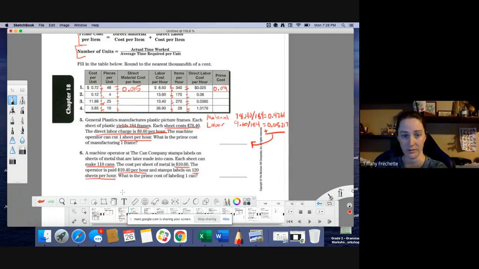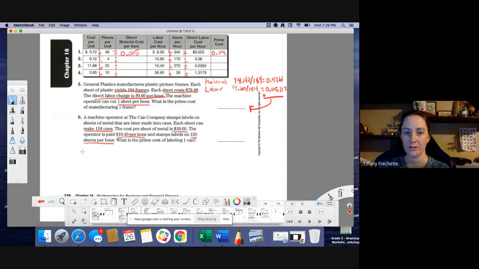All right, what is the prime cost of labeling 1 can? Ooh, interesting. I believe there might have been a mistake. I didn't even notice this when I was looking at it earlier. It says 120 sheets per hour. Each sheet can make 118 cans. So if we want to know the prime cost of labeling 1 can, this is a little different.